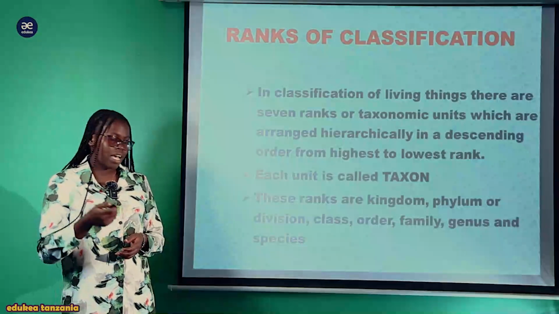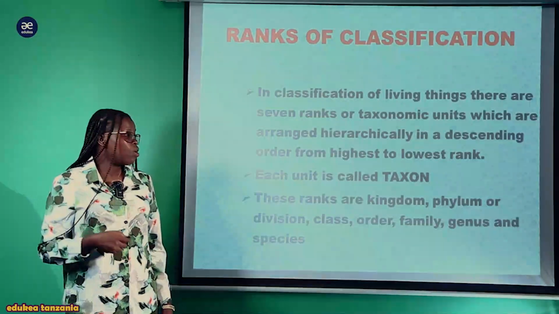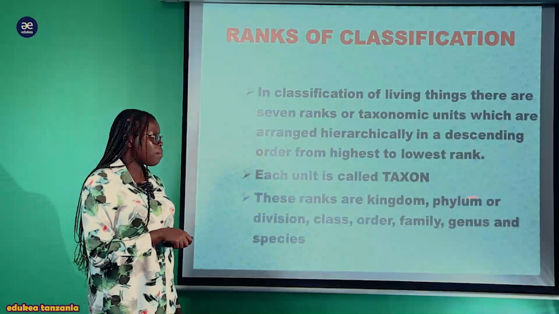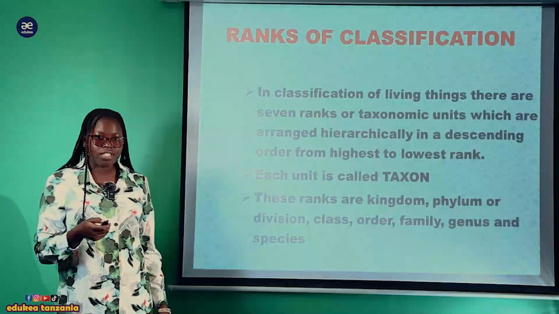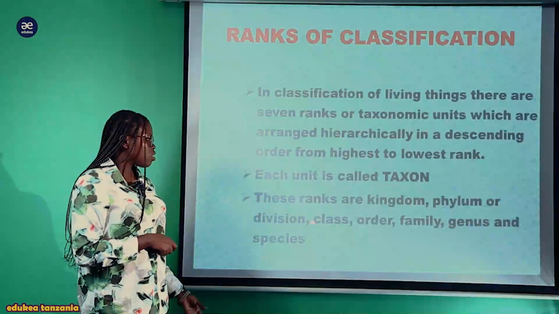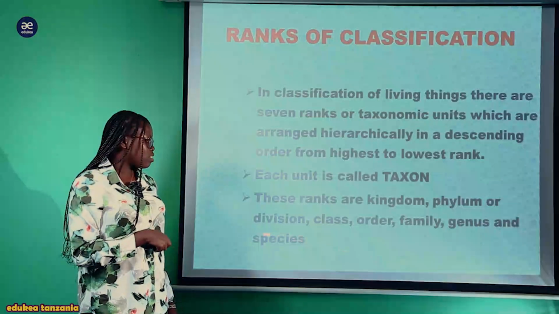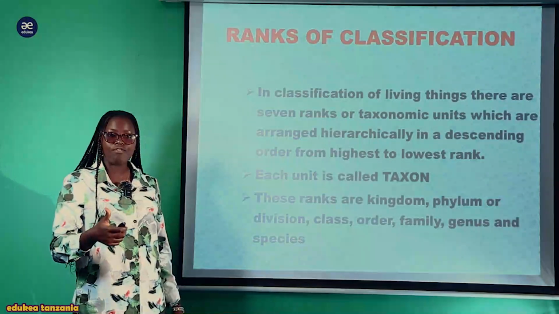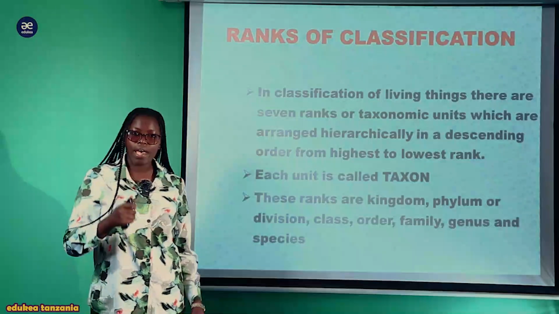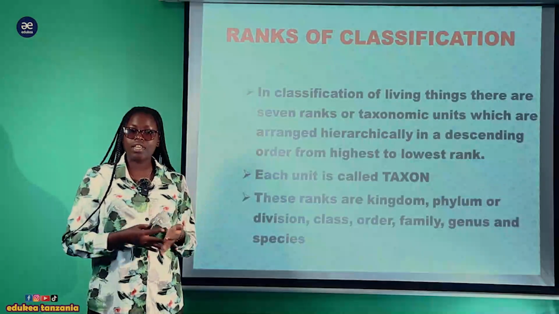And these ranks are: we have the kingdom, also there is phylum or division. This phylum is applicable to animals, and this division is applicable to plants. Also, we have the class, we have the order, we have the family, genus, as well as the species. These are the main 7 taxonomic units or ranks you have to be aware of, my lovely students, for us to perform the classification system more easily.